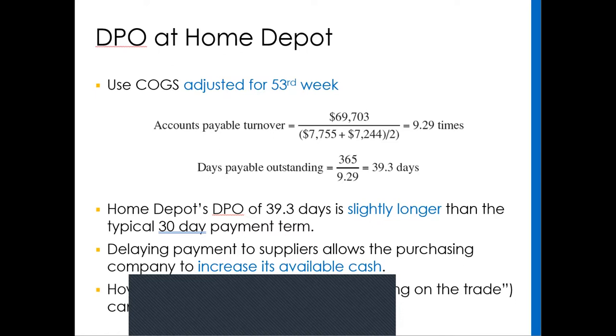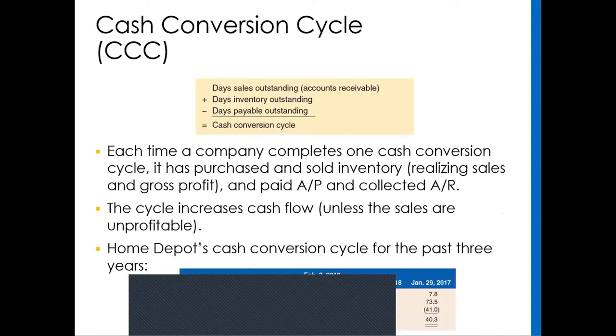Delaying payment to suppliers allows the purchasing company to increase its available cash. You want to manage your cash flow. You want to hold on to the cash as long as you can, pay it out as needed, because you got to pay your employees, you got to pay your rent, you got to pay your suppliers. But they have terms, and you take advantage of those terms.